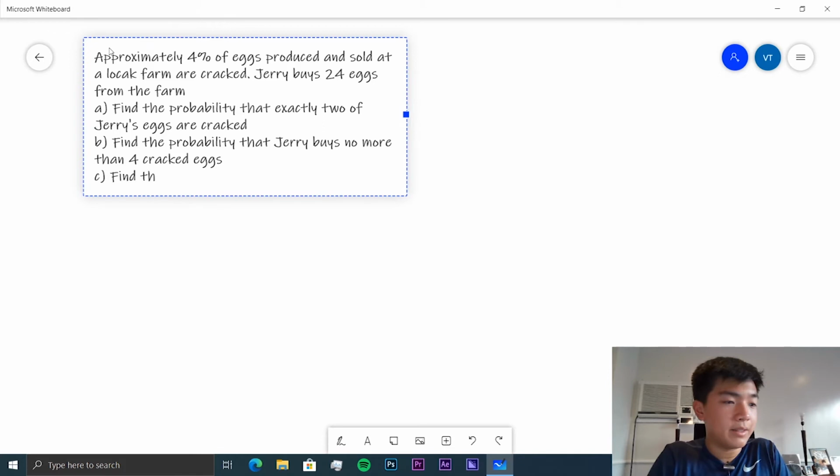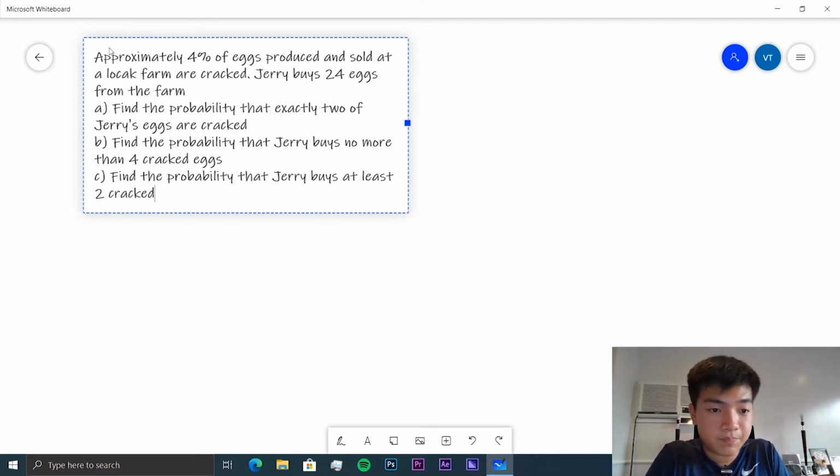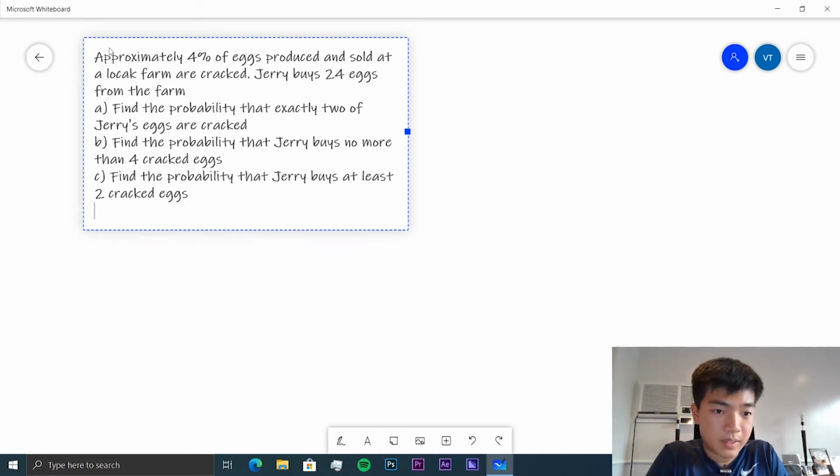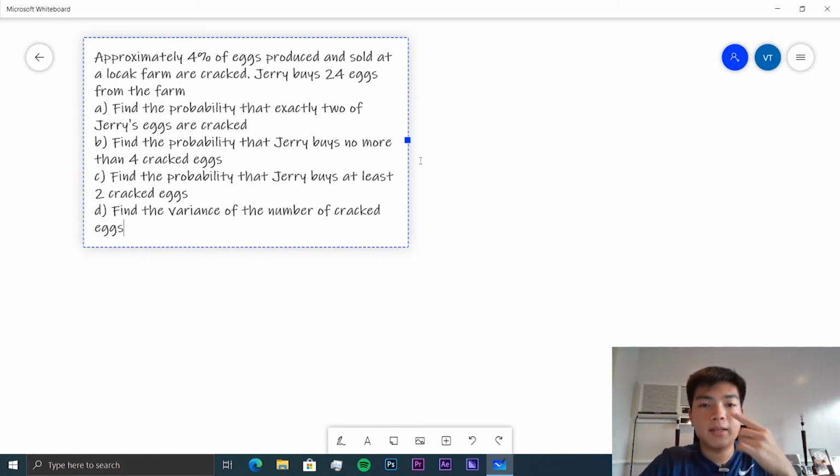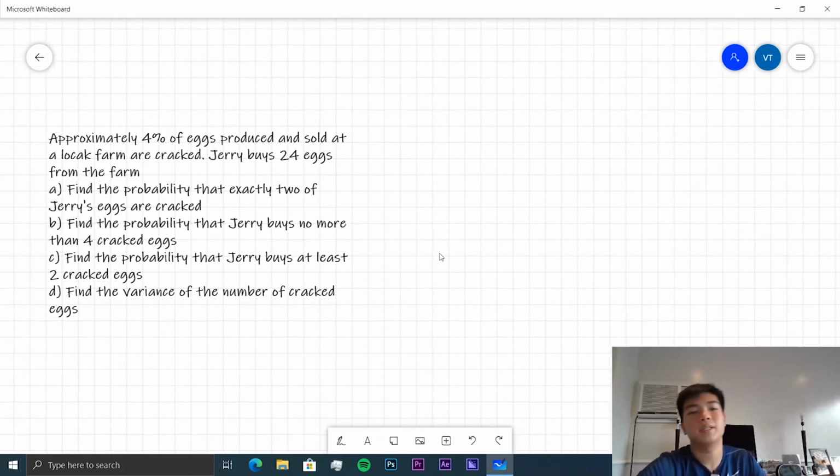Next, find the probability that Jerry buys at least 2 cracked eggs. And finally, find the variance of the number of cracked eggs. Okay, so this is pretty simple.